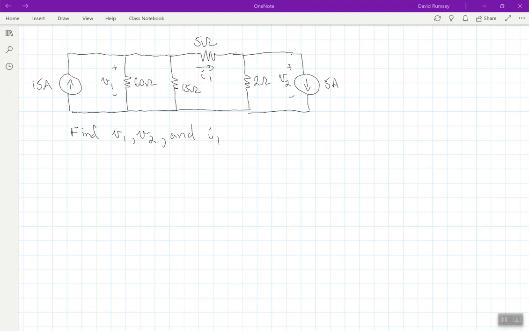So what we've got going here is a circuit, which again you might want to pause to redraw. And we've got V1, V2, and I1 that we're supposed to find, and they're all labeled in the circuit here. So this is what we're given.